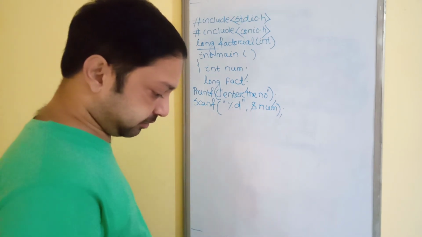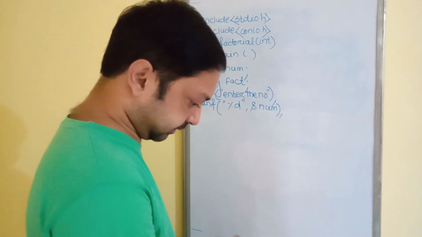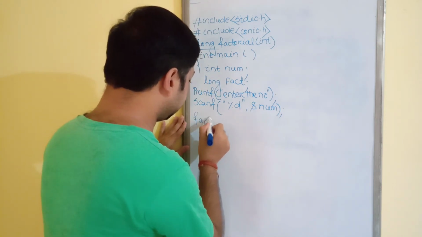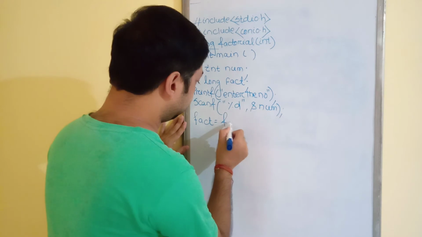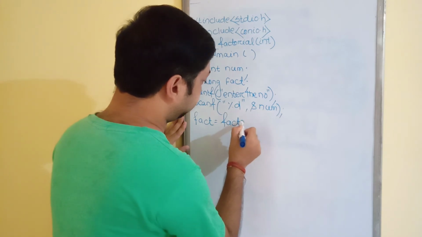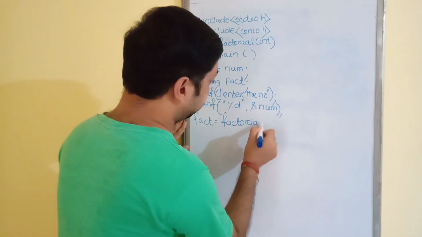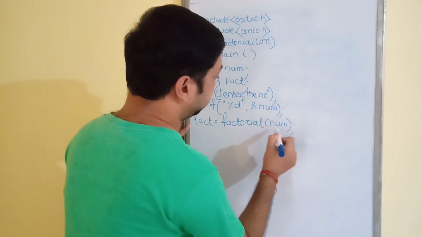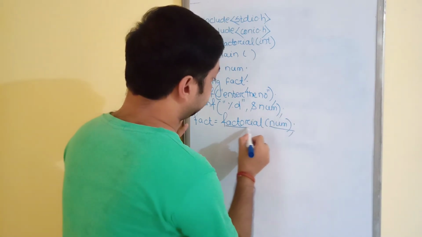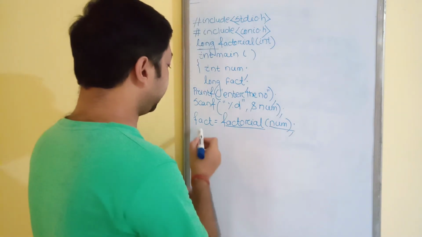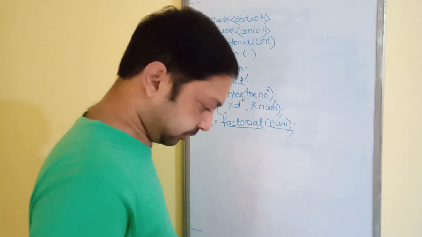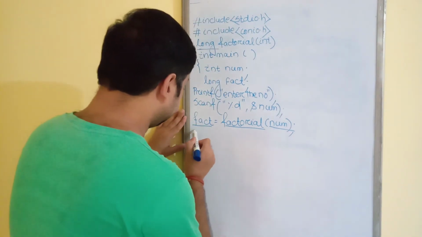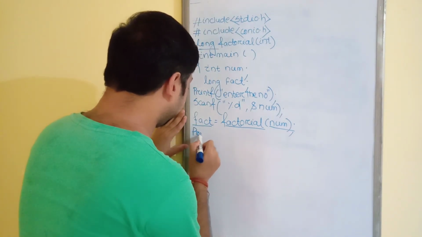Next part is to call the function. So what we will write here is fact equal to factorial of num. This is the simple function call, factorial of num. You can see num is the actual argument, factorial is the function name, and fact is the variable which will store the data here.